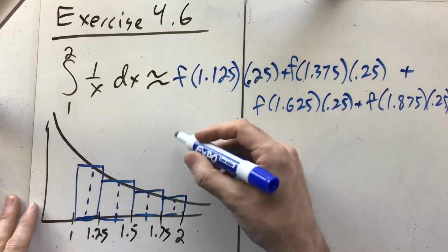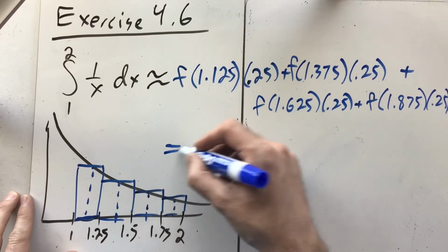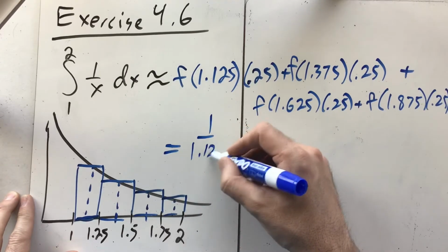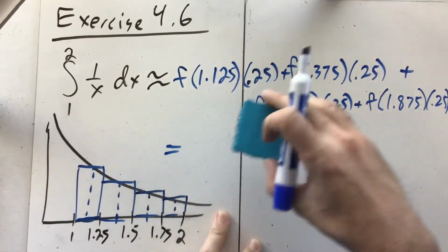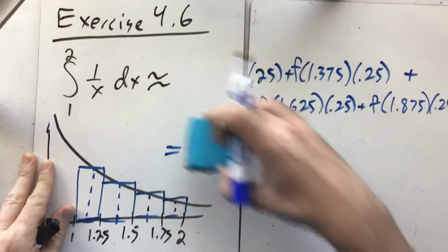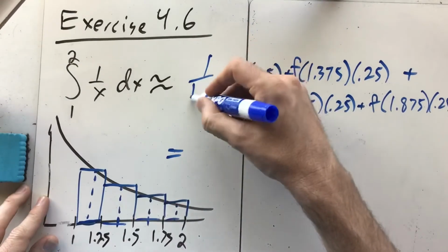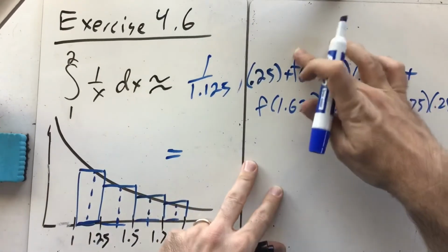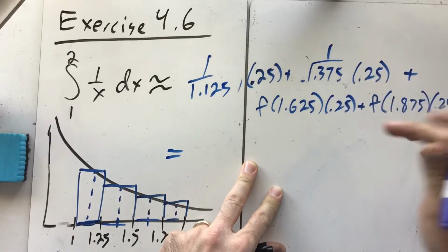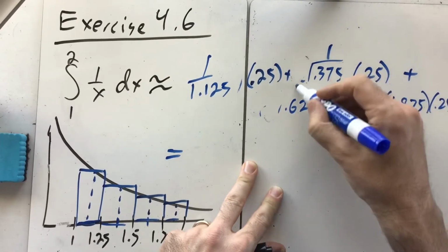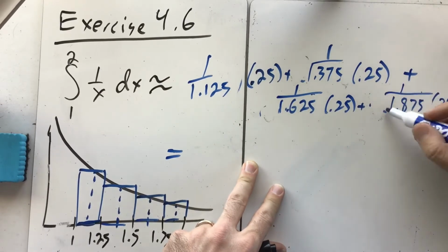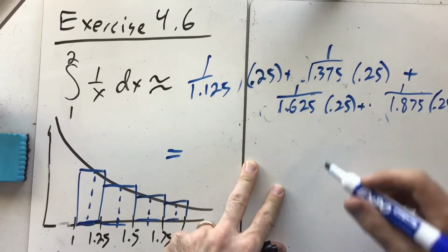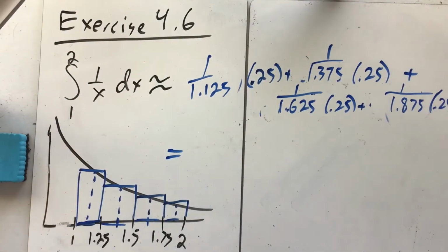Putting them in the function just means that I turn them into a fraction. So this one is 1 over 1.125 times 0.25. You know what, let's use the magic of the whiteboard to make this go a little bit easier. So this first one is 1 divided by 1.125. The second one is 1 divided by 1.375. This one is 1 divided by 1.625. And this one is 1 divided by 1.875. Isn't whiteboard magic great? And now all I have to do is compute all these. So I'm going to grab my calculator and see if I can do this successfully.